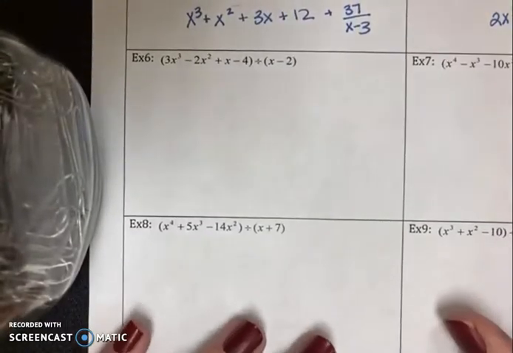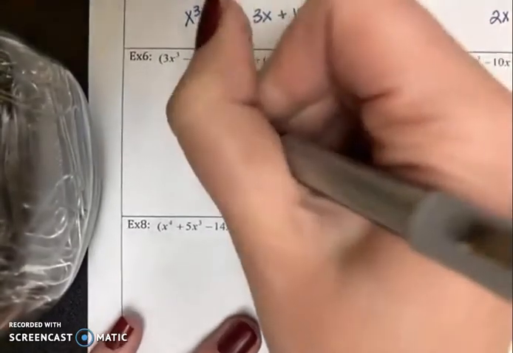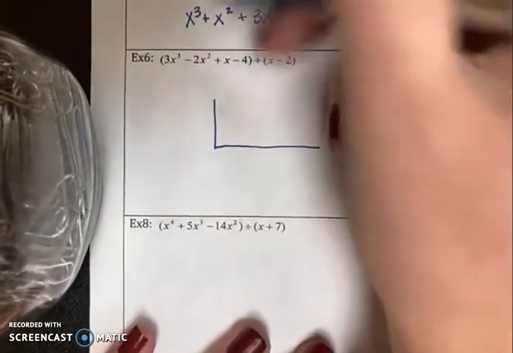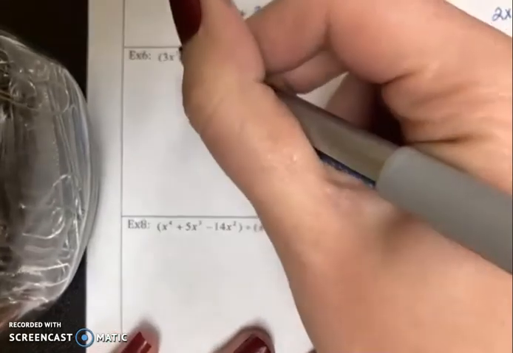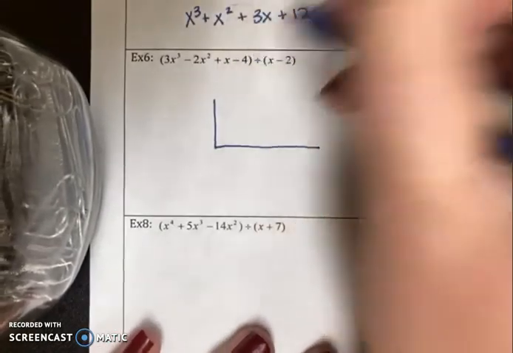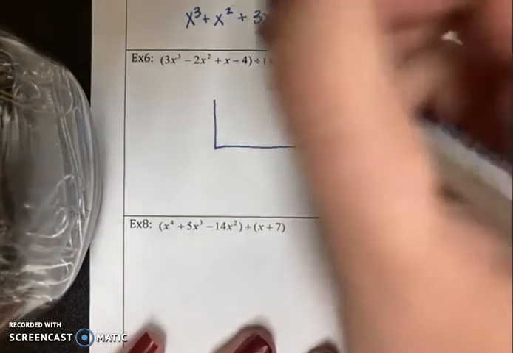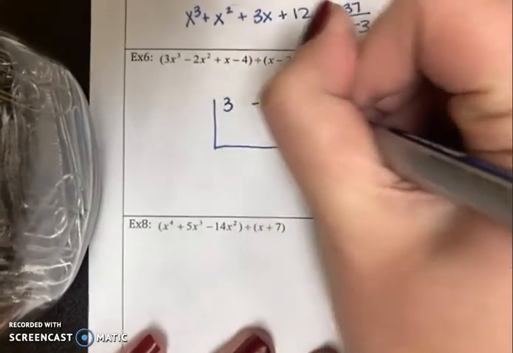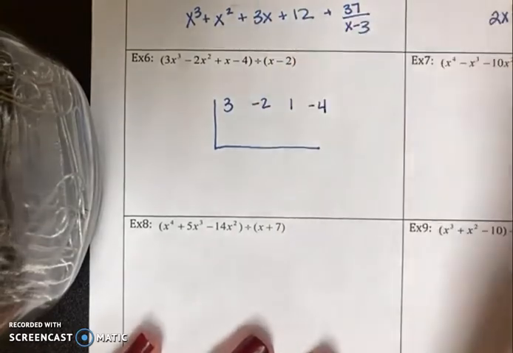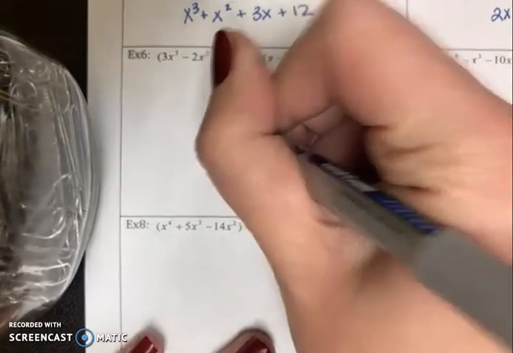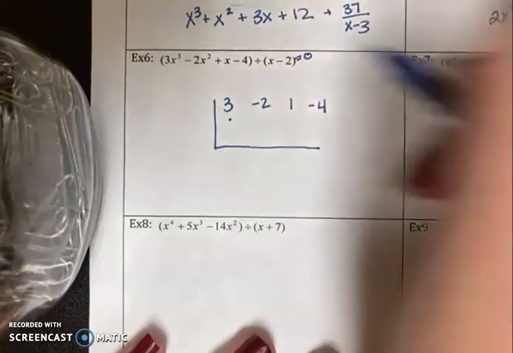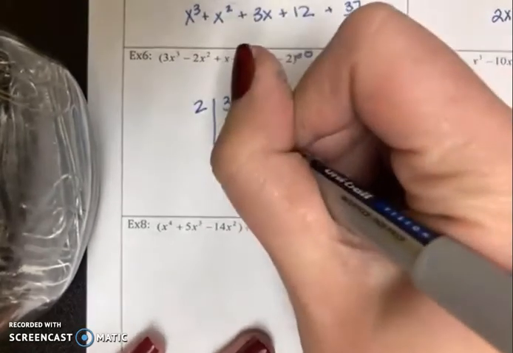Example 6, we need to set up our synthetic division. It is already in standard form. There's 3, 2, 1, and then there's the constant there. So I don't have to put any placeholders either. It's 3, negative 2, 1, negative 4. And then the number that I put on the outside is the divisor equal to 0. So that would be a positive 2.